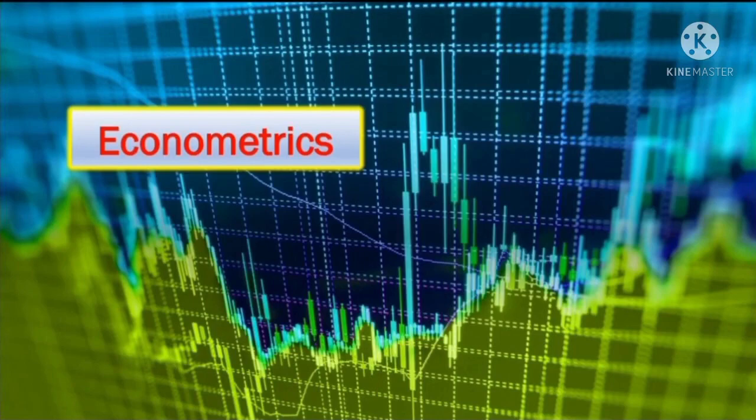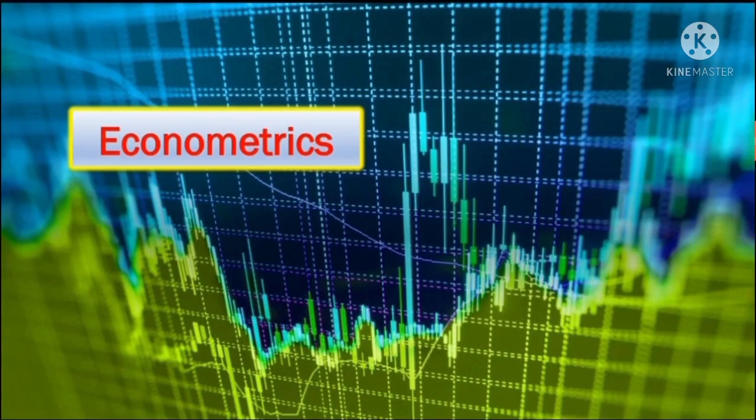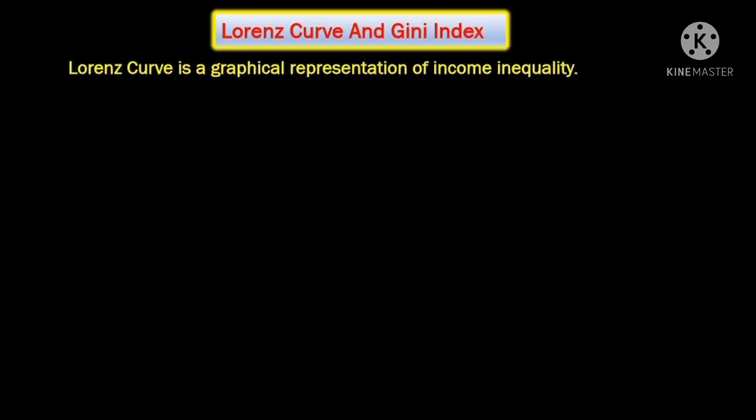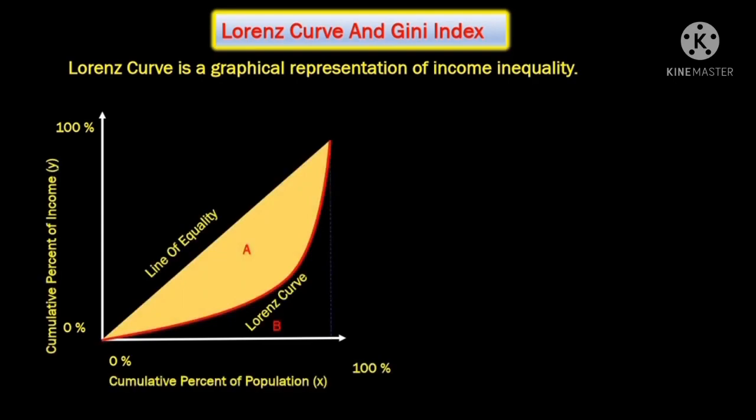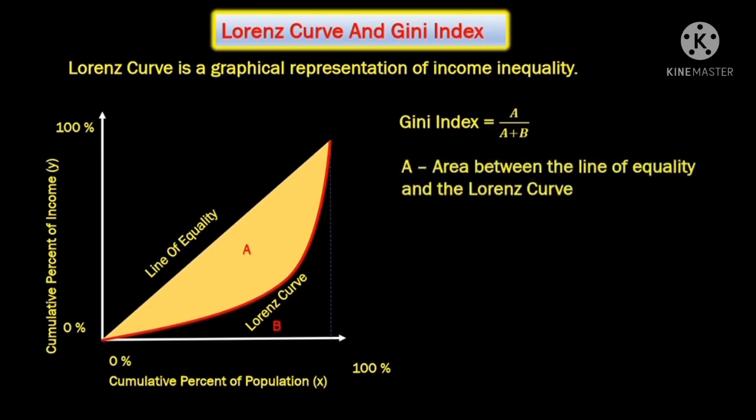Let's now see how important integration is in econometrics. So friends, here is the Lorenz curve, which graphically represents the inequality in wealth or any other system. It plots the cumulative income against cumulative population. Now we can measure this inequality using a very useful index called the Gini index. It is calculated as the ratio of the area between the perfect equality line and the Lorenz curve to the total area under the equality line.